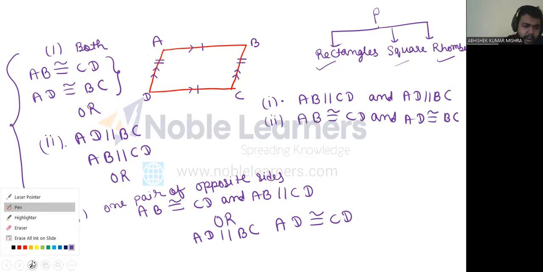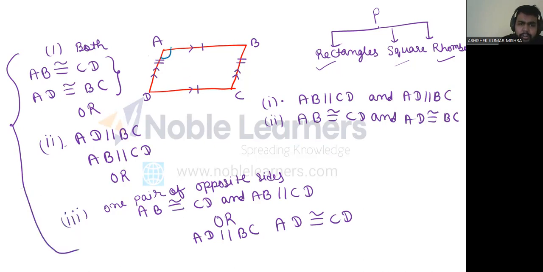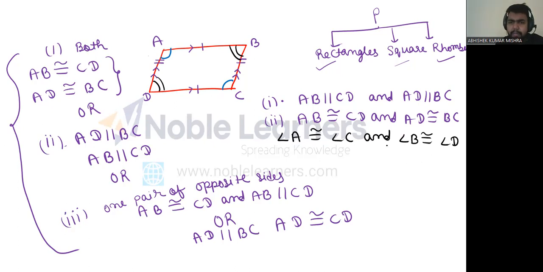Angle A would be congruent to angle C, and in a similar way, angle D would be congruent to angle B. So therefore, both the opposite angles are congruent. That means angle A is congruent to angle C and angle B is congruent to angle D. That is another property for a parallelogram. The fourth property, which I'm going to tell you right now, is that the adjacent angles are supplementary.